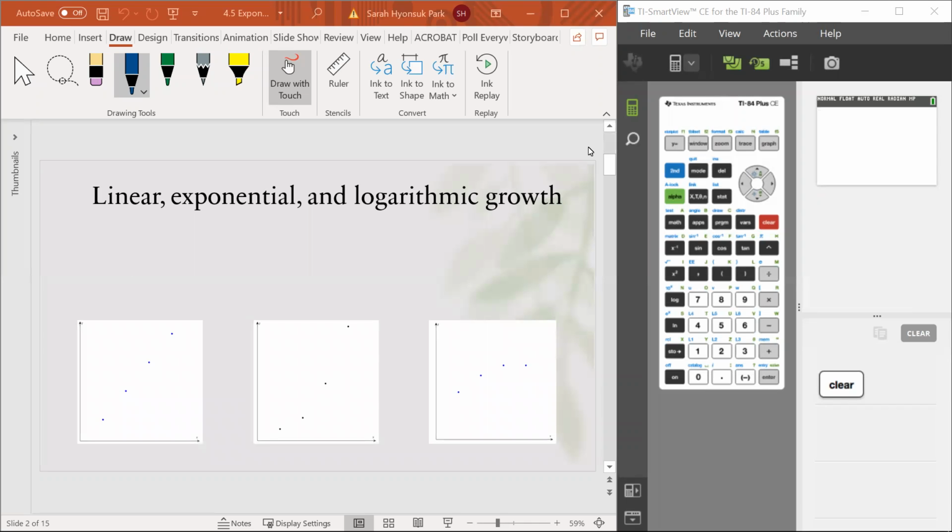So let's take a look at the difference between linear, exponential, and logarithmic growth, because we have seen all of these three types of graphs so far. So here is an example of a linear growth where something is increasing at a steady constant rate.